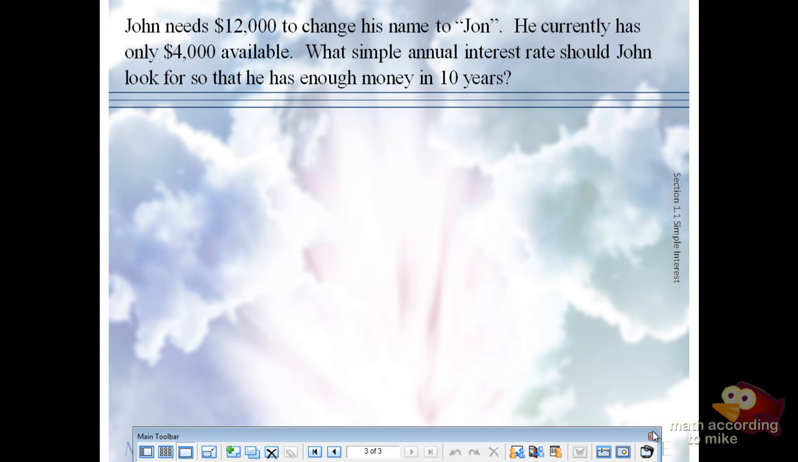John needs 12 grand to change his name to John. He currently has 4 grand available. What simple annual interest rate should John use to get enough money in 10 years?